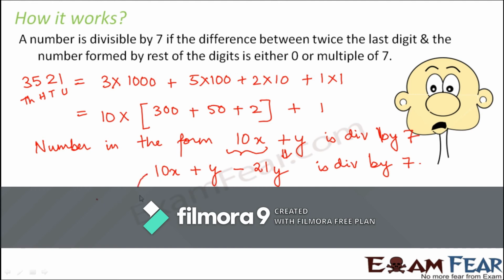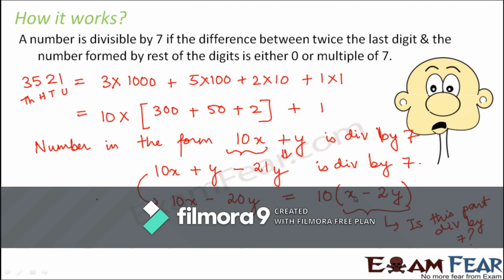Now is there any better way in which we can write this? This can be written as 10x minus 20y, because minus 21y plus y will give us minus 20y. So this can be written as 10 into x minus 2y. Right? So basically now our challenge is to decide if this part is divisible by 7.